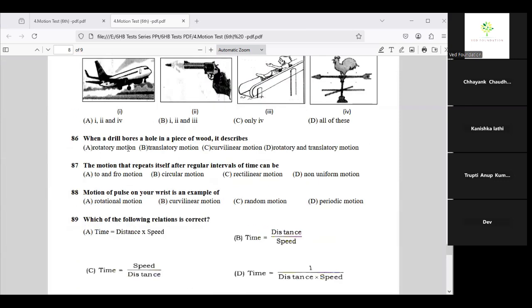86. When a drill bores a hole in a piece of wood, it describes... Means motion of drill is compound motion. It has two motions simultaneously, translatory motion and rotatory motion. So option D is correct.